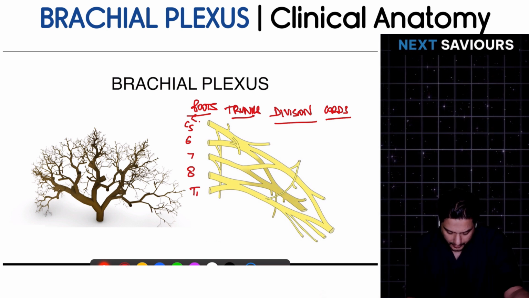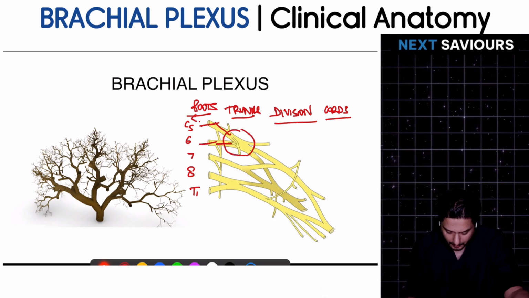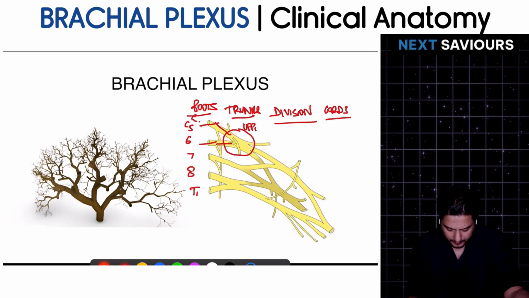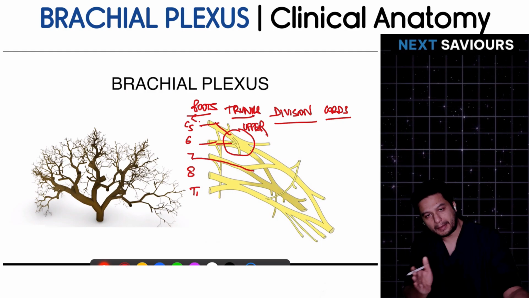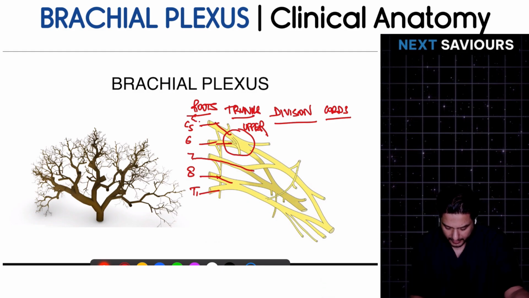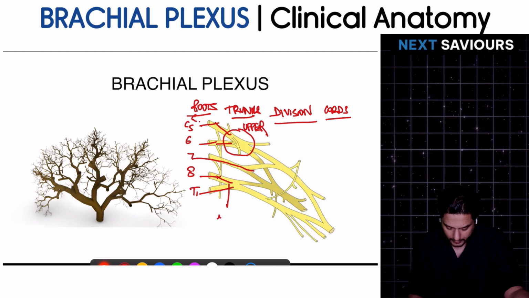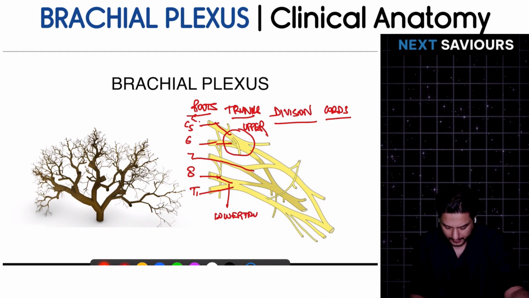Now, C5 and C6 unite to form the upper trunk of the brachial plexus. The C7 root continues as the middle trunk of the brachial plexus, while C8 and T1 unite to form the lower trunk of the brachial plexus. So there are three trunks in the brachial plexus.